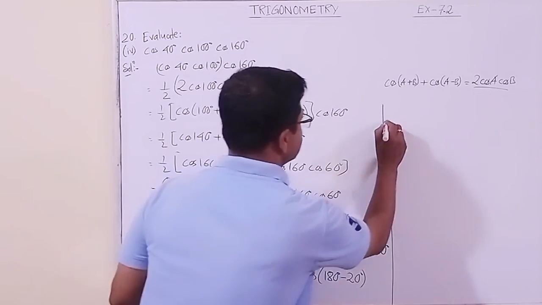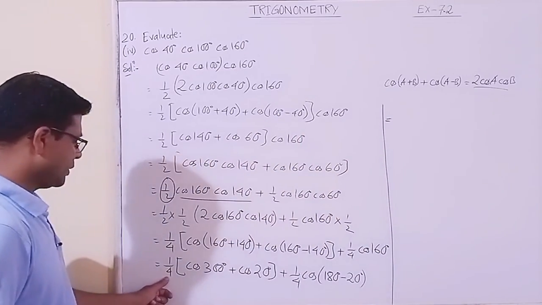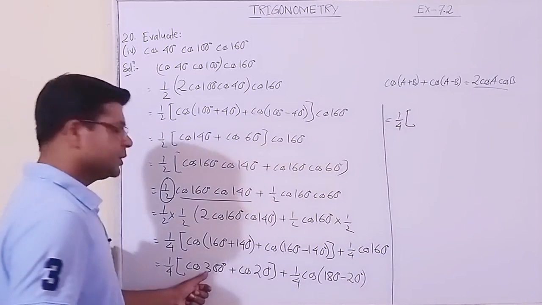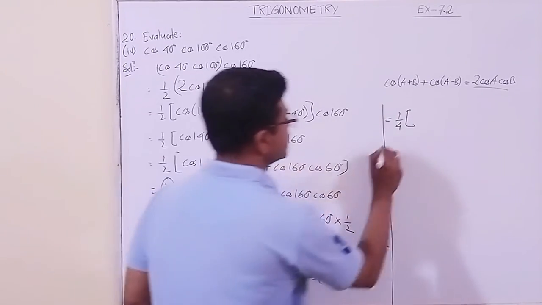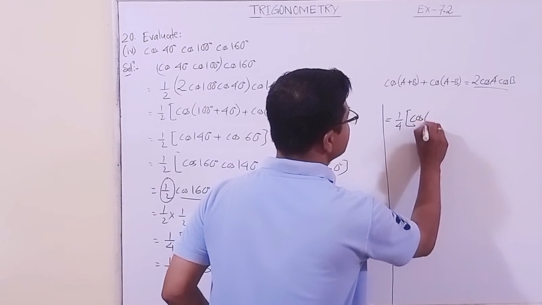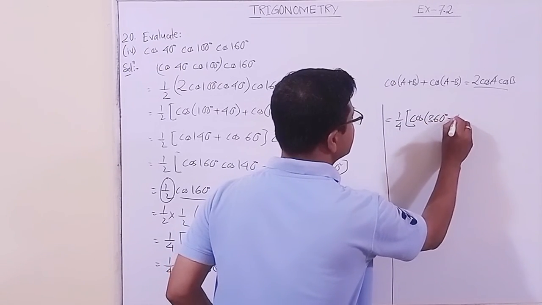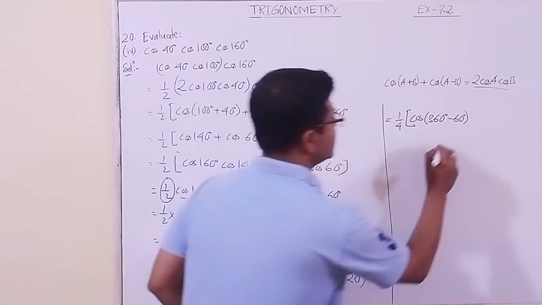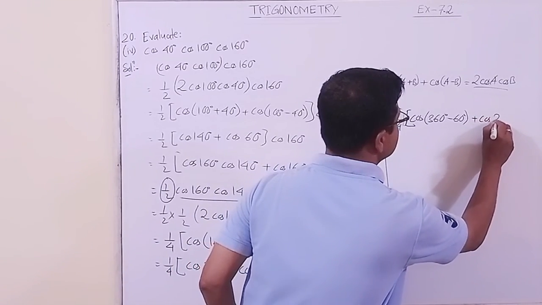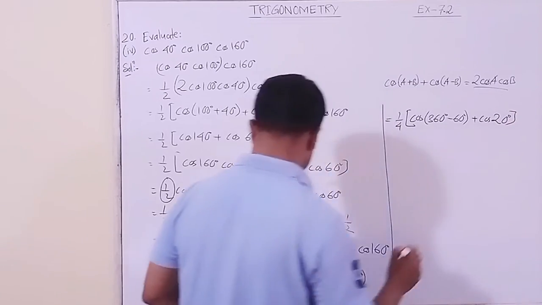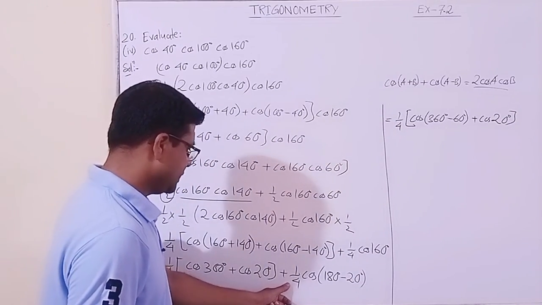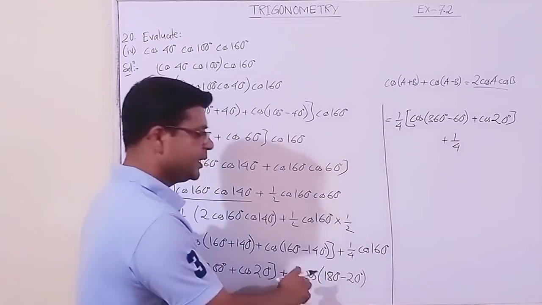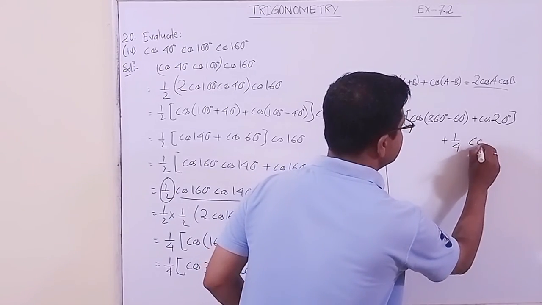Now you see, at first we shall write this 1 by 4 in bracket cos 300 degree. Cos 300, how can we express? Cos 300 means 360 minus 60. Got it? Then plus cos 20 degree in bracket. Then this is 1 by 4 cos 180 minus 20 is cos 20.